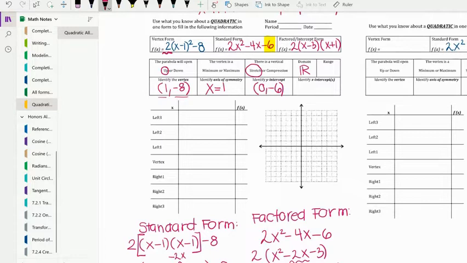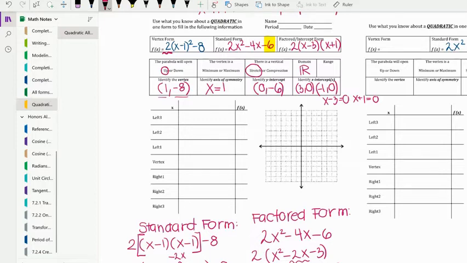Well, now that I know my factors, I can find the x-intercepts. So remember, to find the x-intercepts, you just set each of those factors equal to 0. So in this case, if we were to solve, we would get 3 and negative 1. Remember, you always want to write it as an ordered pair. So 3, 0 and negative 1, 0. Okay, so we'll go ahead and start filling this out.